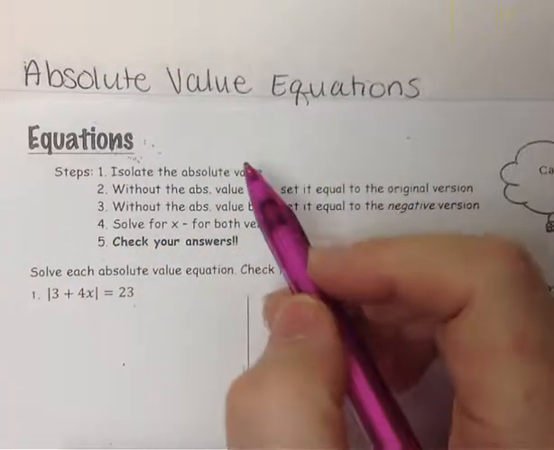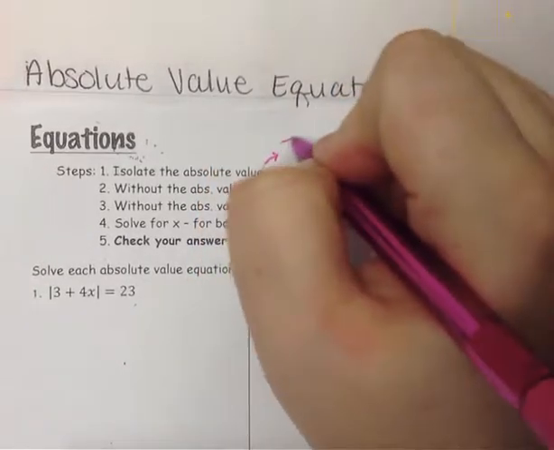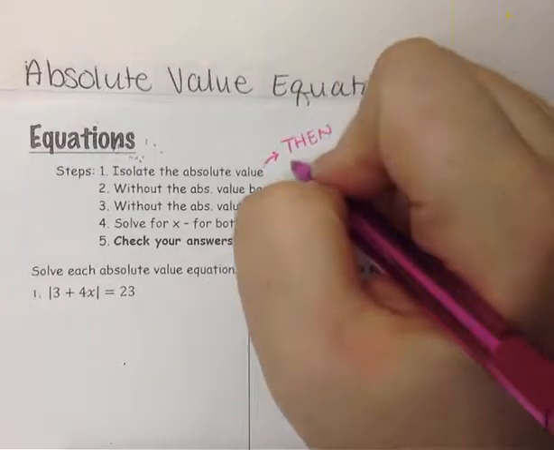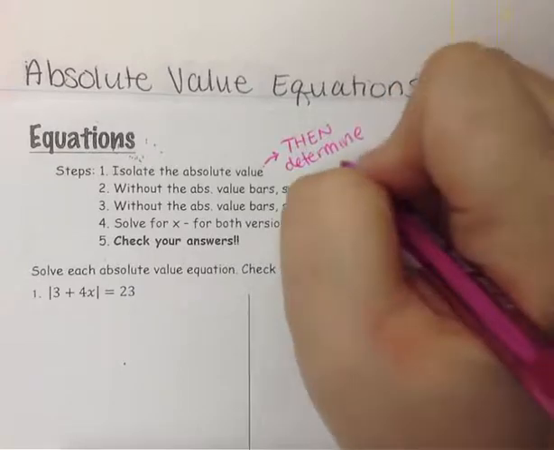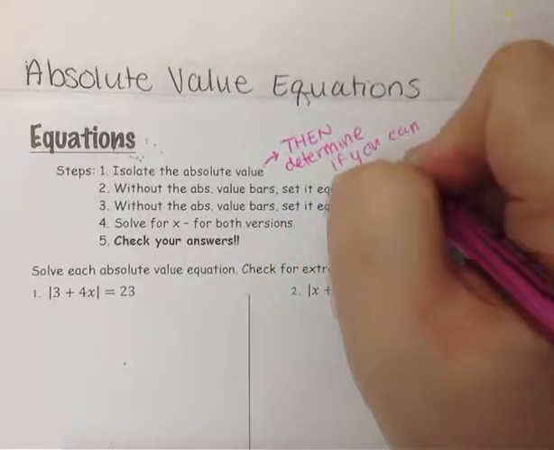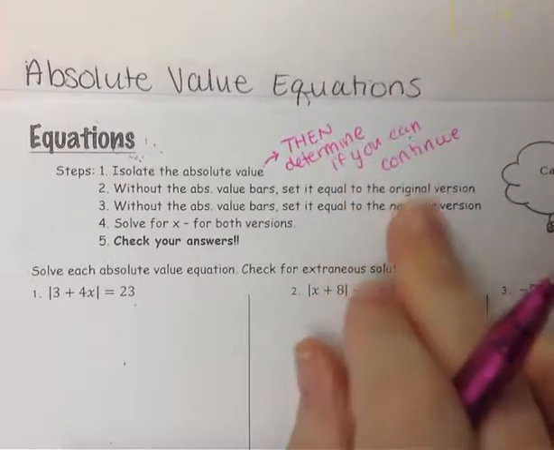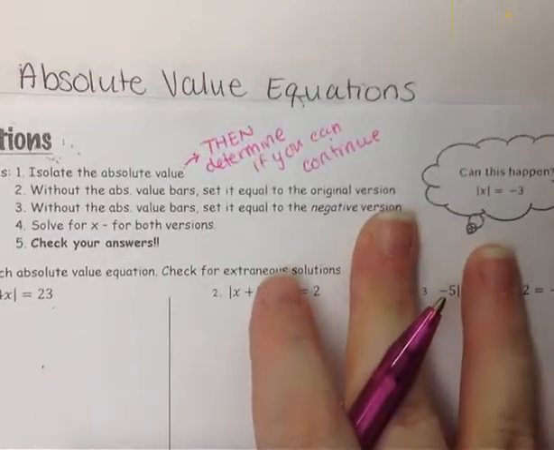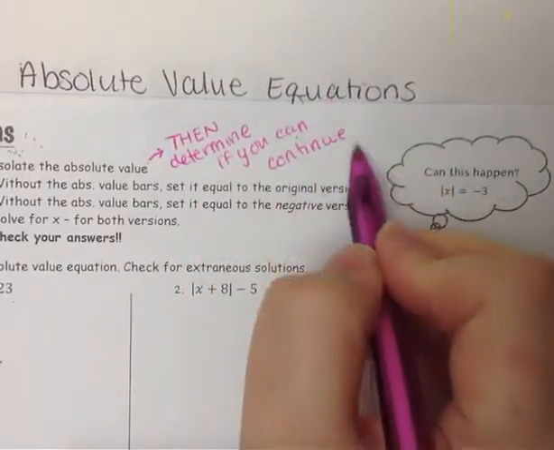But once we get the absolute value alone, right after this, you determine if you can continue. Sometimes you won't even be able to continue after this, and you want to know if you can, because you don't want to have to do everything if you can't continue. So once you determine if you continue, you look here.